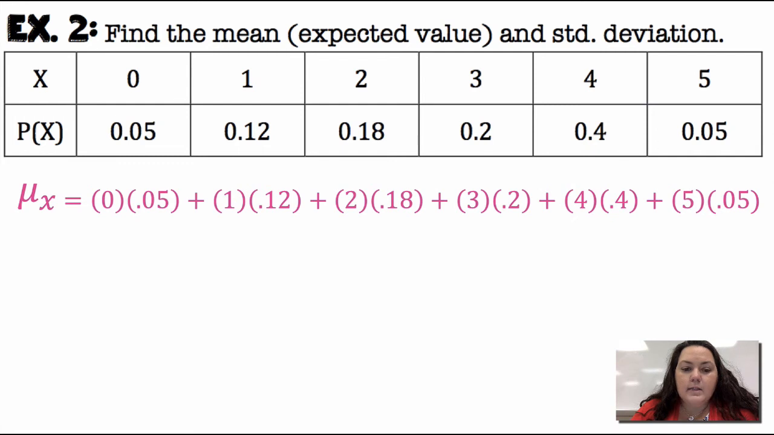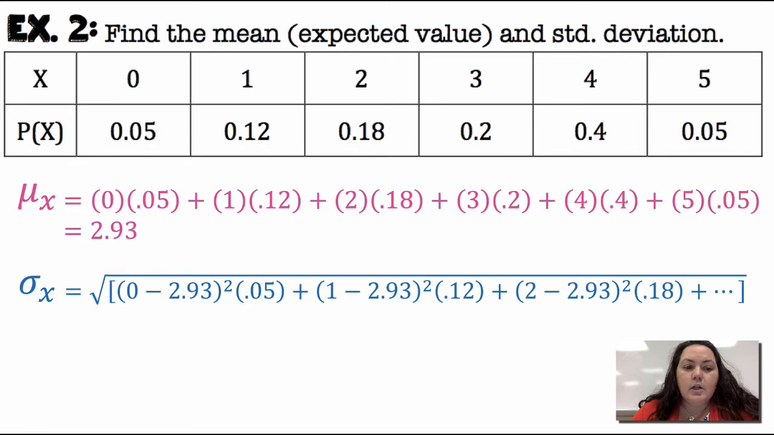All right, your mean, if you worked it out, would be your X value times its probability, plus the next X value times its probability, plus the next X value times its probability, and so on, which gives you 2.93. And the standard deviation, if you worked it out, would be the square root of your X value minus the mean, squared, times its probability, plus the next X value minus the mean, squared, times its probability, and so on, which works out to be 1.306.